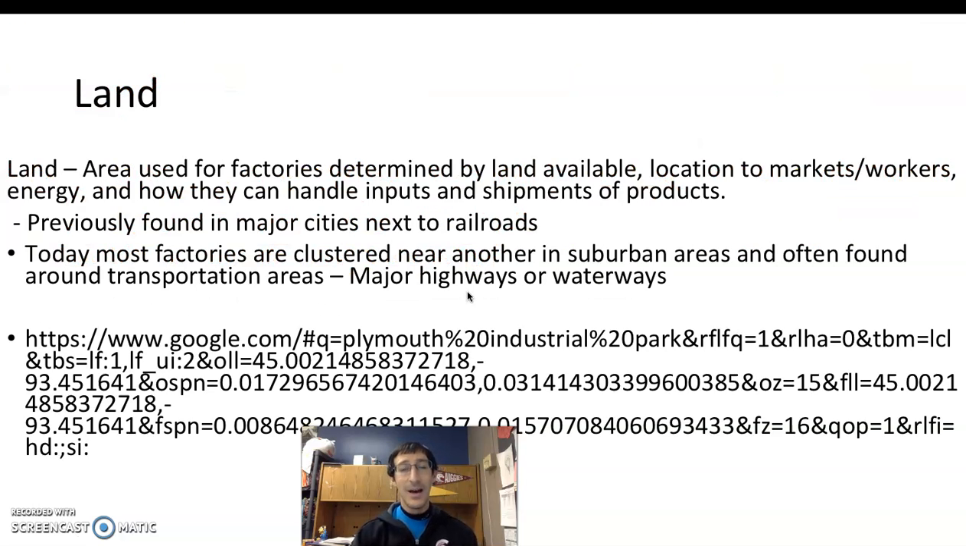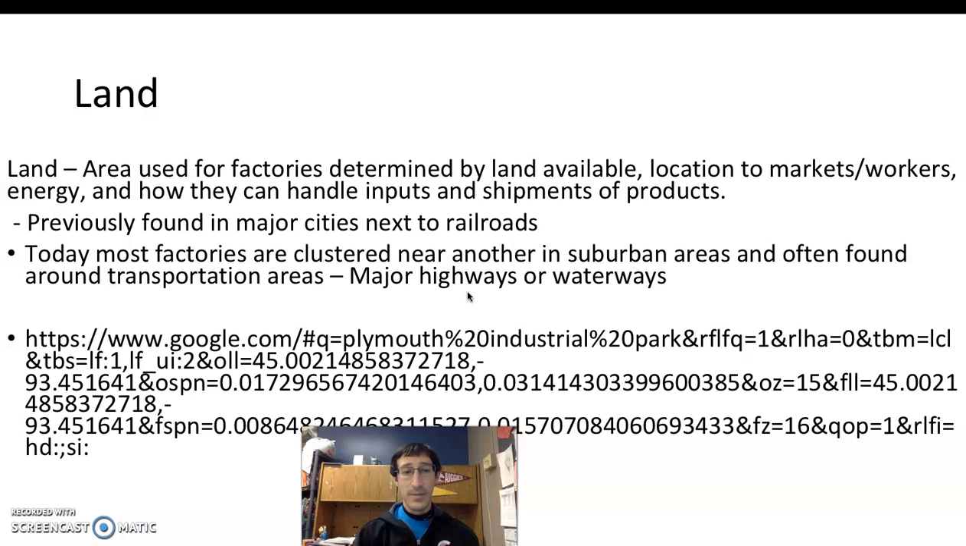And then land, obviously we need land to establish the factory. So where can you have the land? The area used for factories is determined by the land availability, and also location to the market, access to your workers, location to energy sources, and how they can handle all the inputs and shipments for the product. Historically, these were found in major cities next to railroads, and the railroads would oftentimes become established alongside those locations as a result.